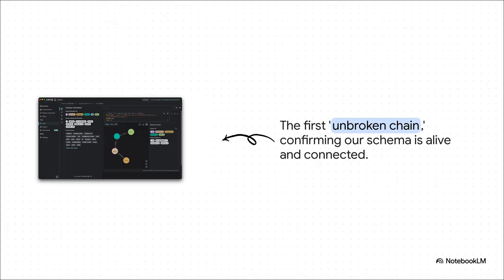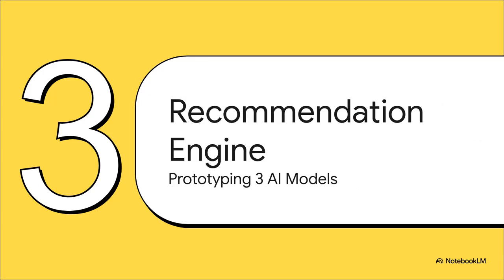This right here, this is our hello world moment. What you're looking at is the first unbroken chain in our data. It's the visual proof that a user is correctly connected to a review, which links to a business, which belongs to a category. Our whole idea on paper is now a living, breathing reality that we can actually click through and explore.